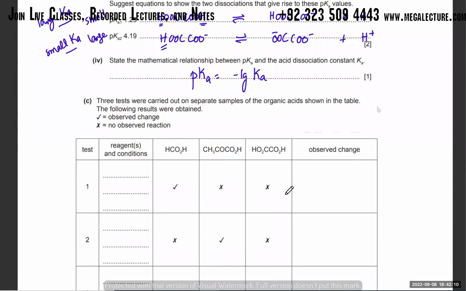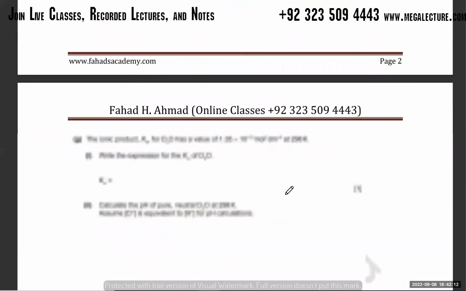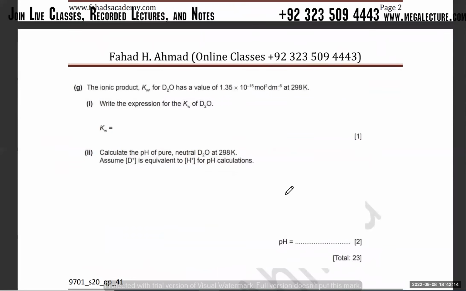Accha, anyways, organic, let's skip organic to K questions. Accha, this one. So over here, he's saying the ionic product for D2O. D2O is an isotope of water. I mean, deuterium is an isotope of hydrogen. So it's going to behave in exactly the same way. Think of D as H. It's just an isotope, right?